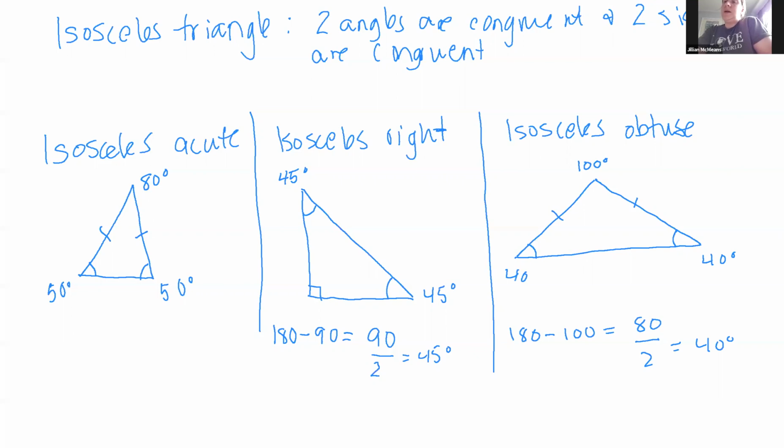So an isosceles acute, all three angles are less than 90. With an isosceles right, one angle is 90, the other two have to be 45. With an isosceles obtuse, one angle is greater than 90, the other two are obviously going to be less than 90, and they have to match. But at the end of the day, all three angles have to add up to 180.